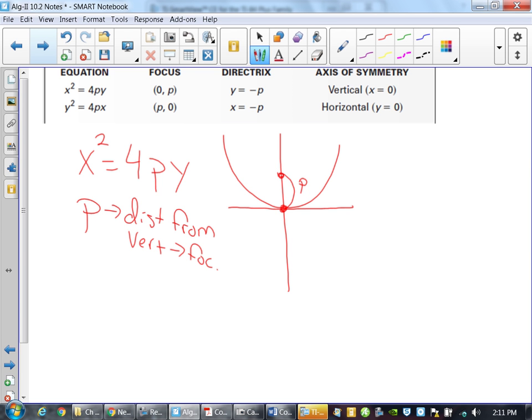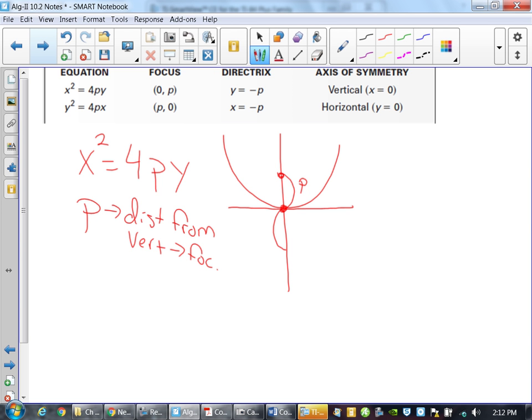If it's opening upward, that p-value is positive. If it's opening downward, the p-value is negative. Now, the opposite of p... This distance from your vertex to focus will always be a p-value. Because I had this example up here a second ago.